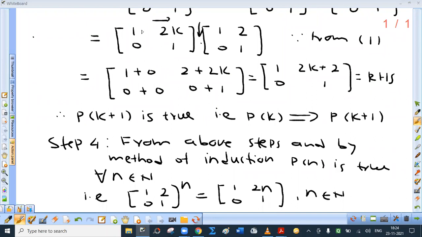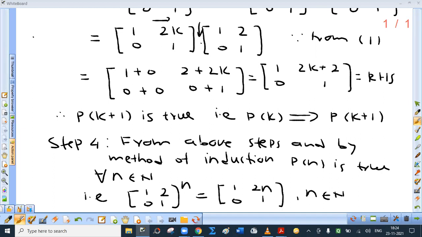So first row, first column: 1 into 1, 1, plus 2k into 0, that is 0. 1 into 2, 2, plus 2k into 1, 2k. So 2 plus 2k. Then second row, first column: 0 into 1, 0, plus 1 into 0, 0. Second row, second column: 0 into 2, 0, plus 1 into 1, 1. So which matrix? 1, 2k plus 2, 0, 1. This is RHS. Therefore, P of k plus 1 is true. That is, P of k is true implies P of k plus 1 is true.